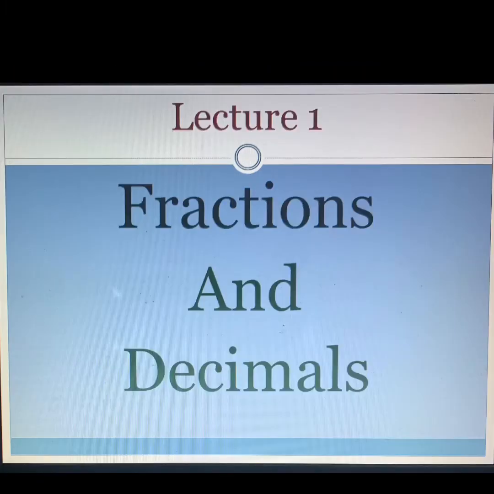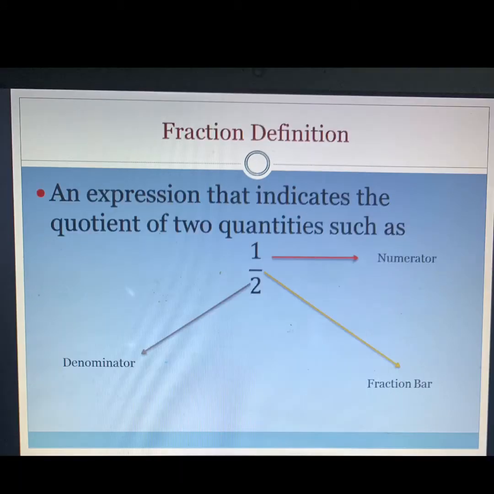Okay, without wasting much time, let's start today's lecture. It's on fractions and decimals. Let's look at what a fraction is. The definition of a fraction is simply an expression that indicates the quotient of two quantities, such as the example given. There is a half written there. The upper part is called the numerator, the bottom part is called the denominator, and the line which separates the numerator and denominator is known as the fraction bar.